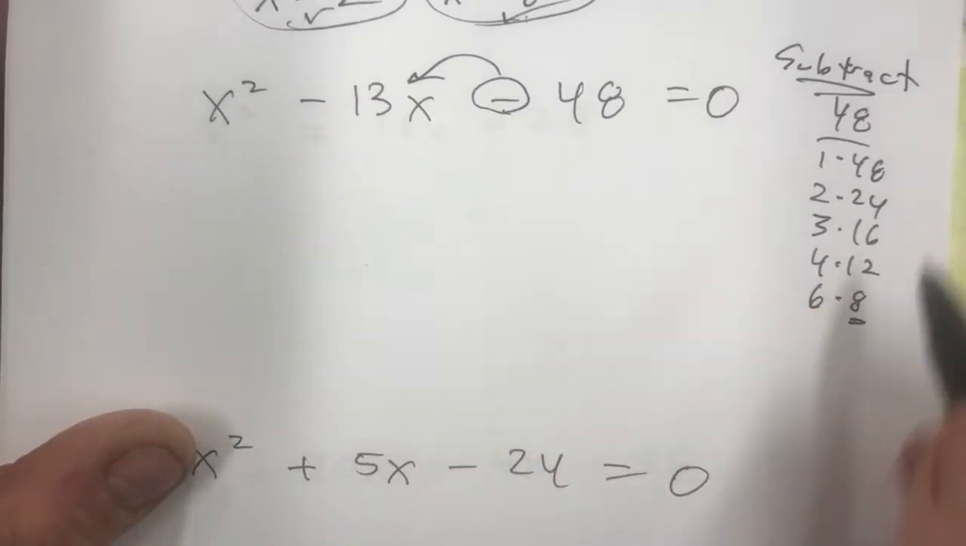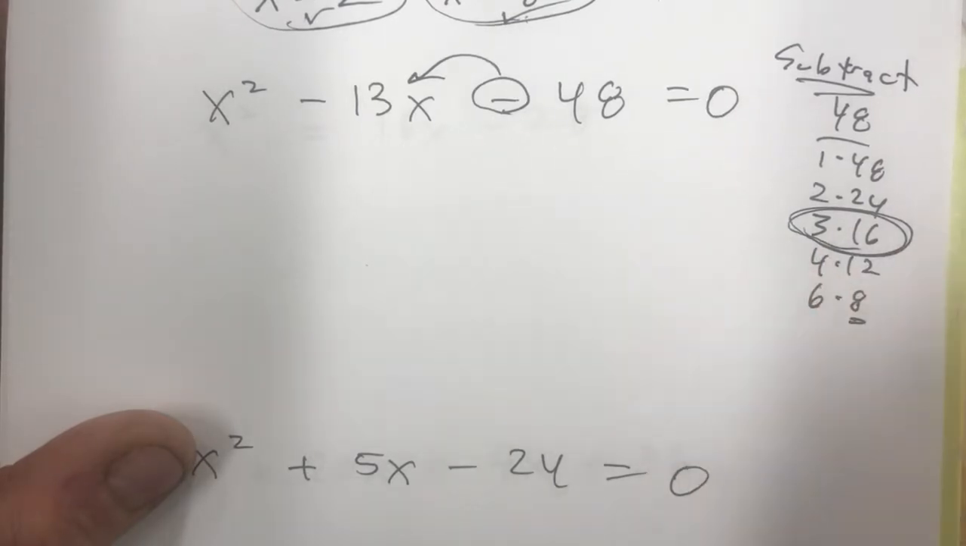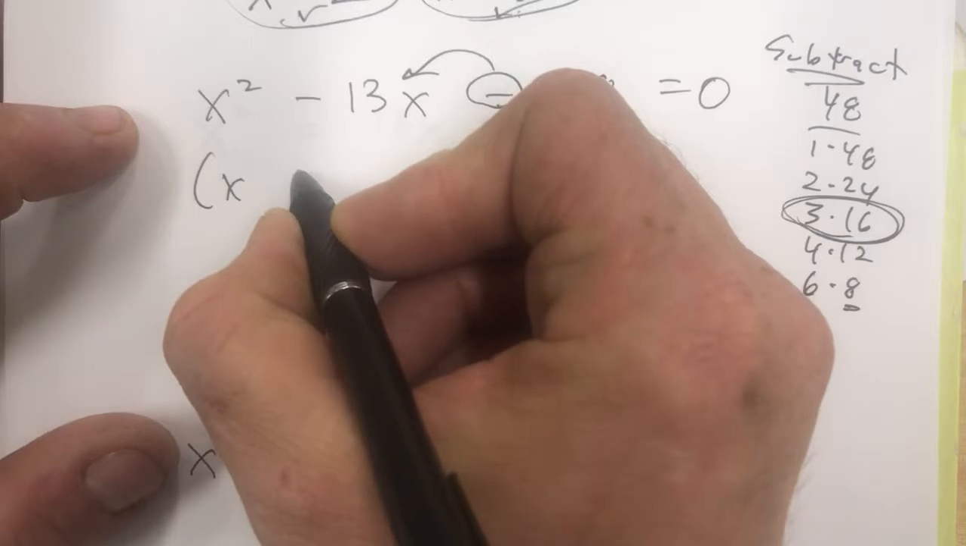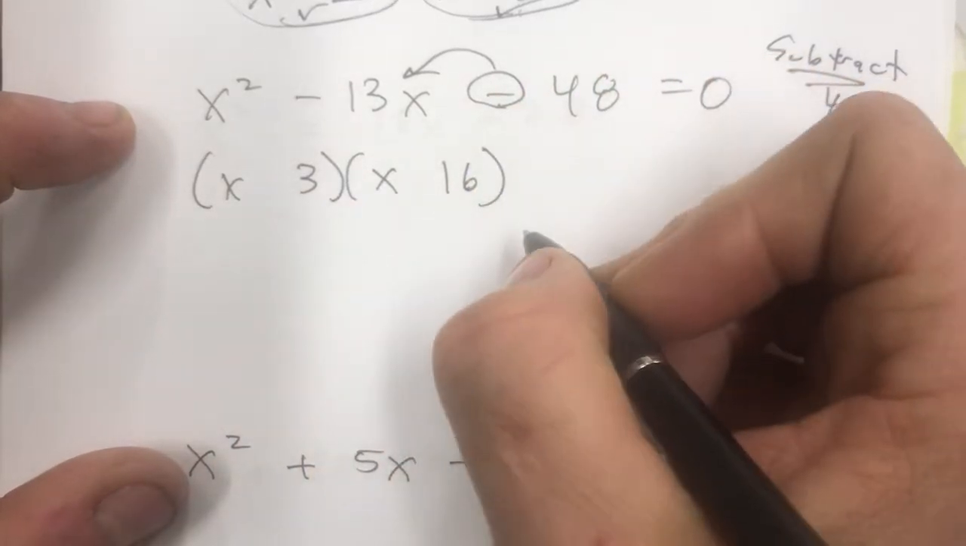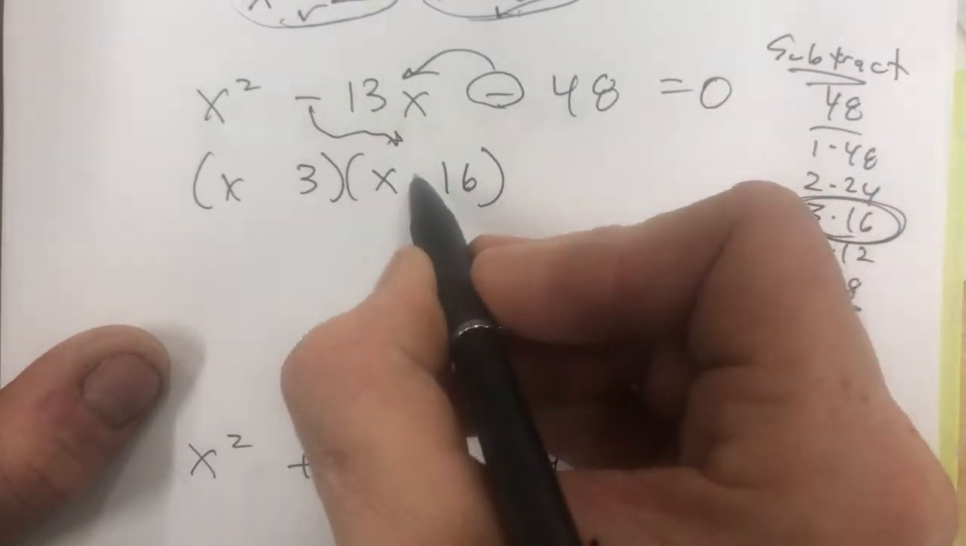Okay, so which one's subtracting to get 13? I believe right here, 3 and 16. 16 minus 3 is 13. So there's my numbers that go in the factors. So I got an x and a 3, x and a 16. Okay. And then this right here goes to the big one automatically.